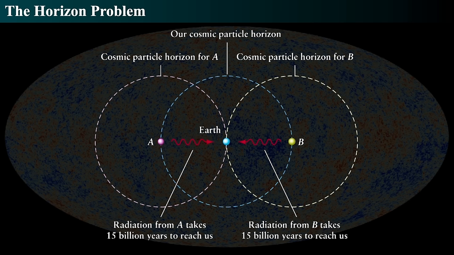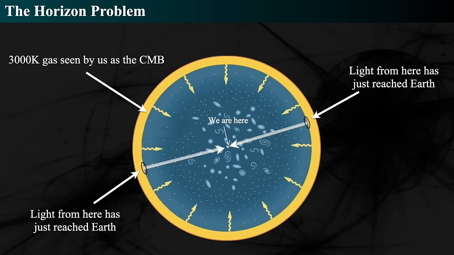The light took 13.8 billion years to get to us from here and 13.8 billion years to get to us from there, and we're seeing it for the first time. So we see everything from every direction as a 3,000 Kelvin gas. That's what we see the temperature being. Each of these patches is just getting to us now, which means that light has only had the chance to mix, to influence any other particle, at that moment.